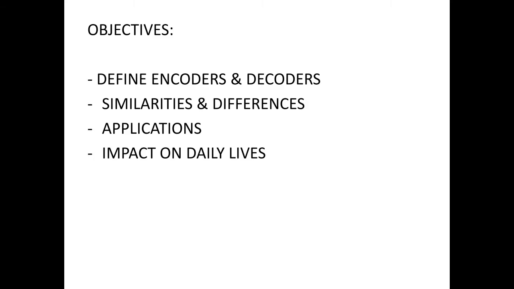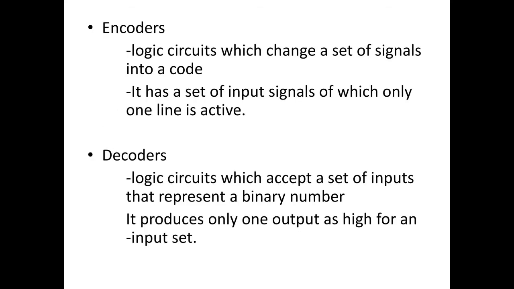So kicking off, we start off with what are encoders and decoders. Encoders are basically logic circuits which change a set of signals into a code using a certain logic. It has a set of input signals of which only one line is active at a certain instant of time. Decoders, on the other hand, are logic circuits which accept a set of inputs that represent a binary number and activate only the output that corresponds to the input number. It produces only one output as high for an input set.